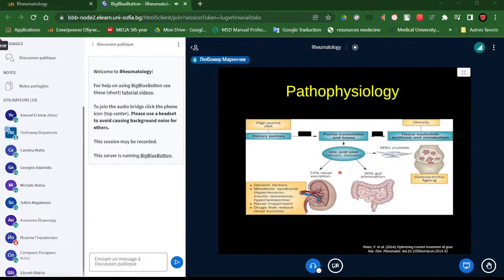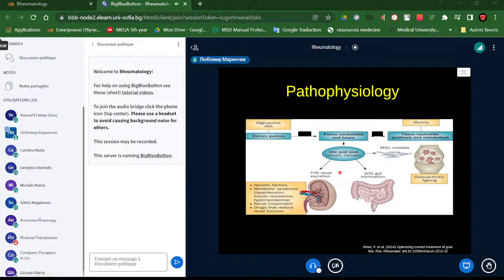Which participate in uric acid elimination. 70% of uric acid is due to renal excretion, and only 30% of uric acid is due to gut elimination.